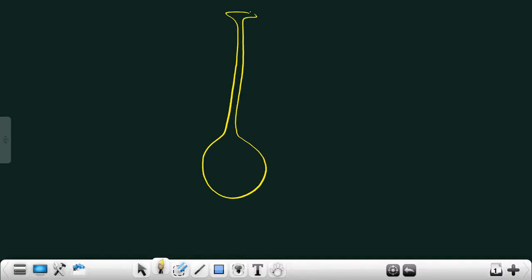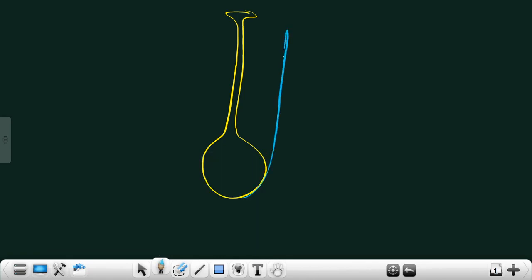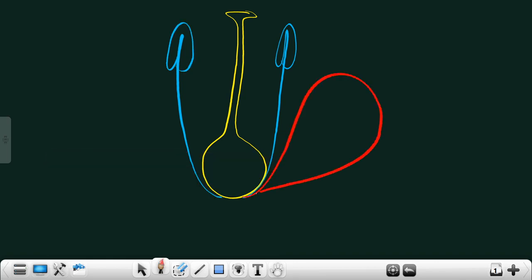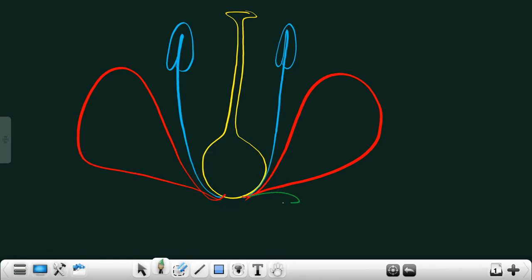This is the carpel, stamen, the male reproductive organ, petal, and the last whorl, sepal.